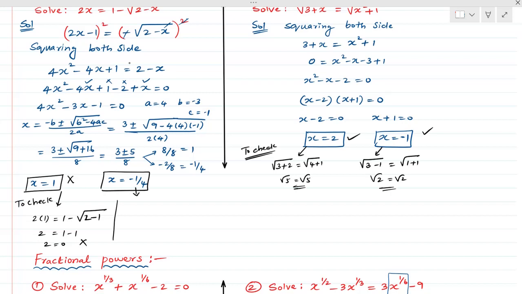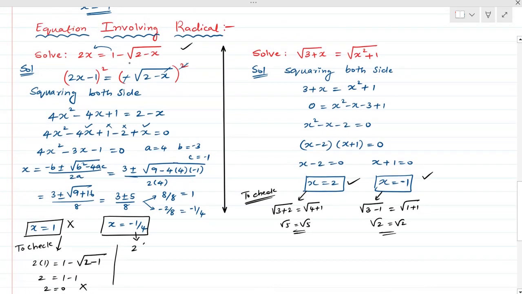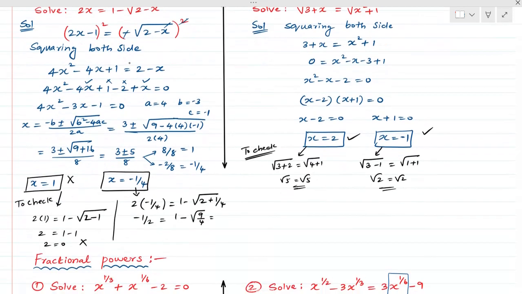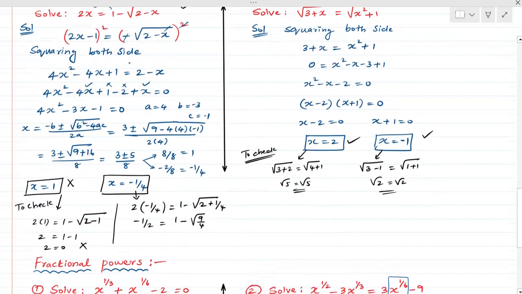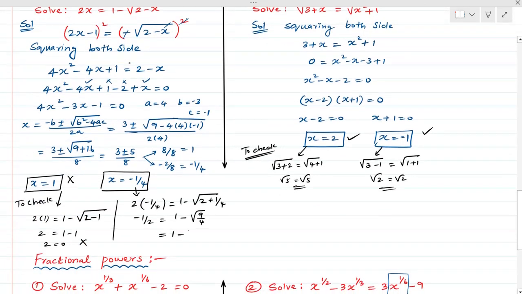Now, similarly, I will check for this part. So what happened? 2 times minus 1 over 4 equals 1 minus 2. Minus of minus becomes 1 over 4 here. Then minus 2. This is equal to minus 1 over 2 here on the left side. 1 minus, this becomes 8 plus 1, 9, square root of 9 over 4, which is equal to 3 over 2. If you simplify, you will get minus half.